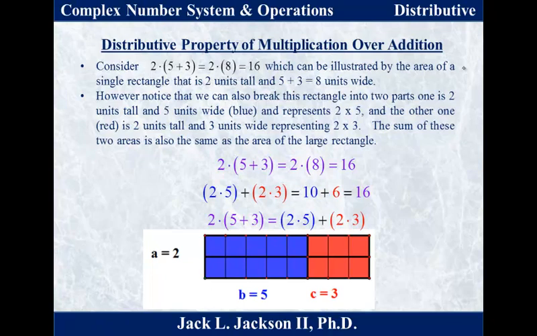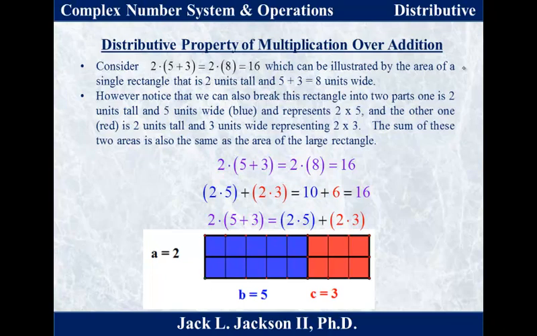Now we come to one other property that's going to be new to us. This is going to be a pretty important one. Actually, all these properties are very important. And this one is called the distributive property of multiplication over addition. So the properties we just looked at on the previous page were either just about multiplication or just about addition. But this one is about the combination of multiplication and addition. So I want to consider this problem here. 2 times parentheses 5 plus 3.